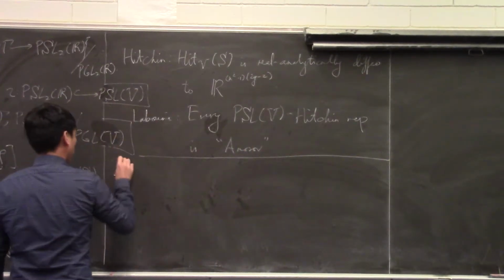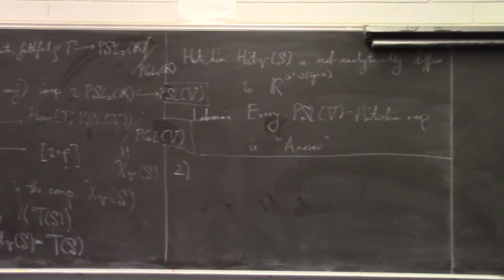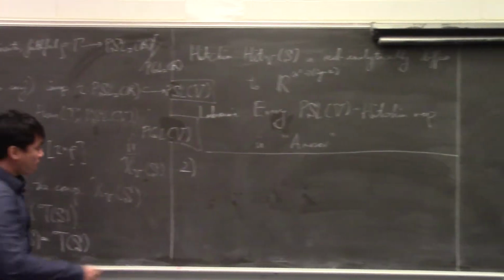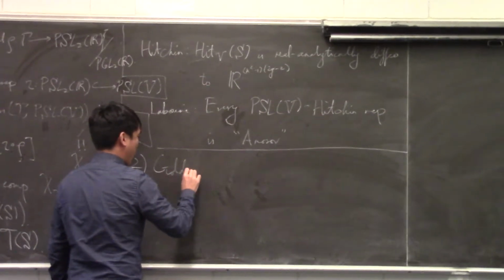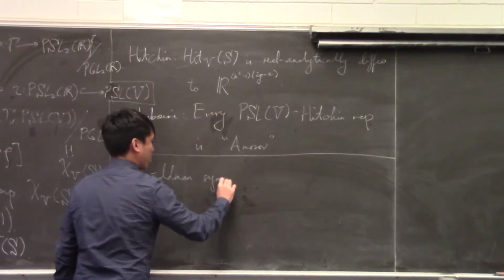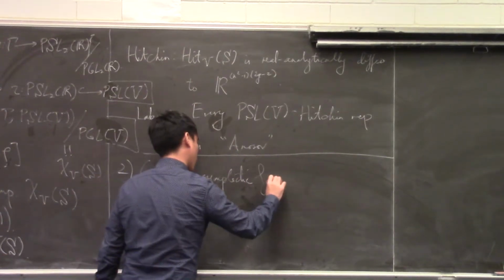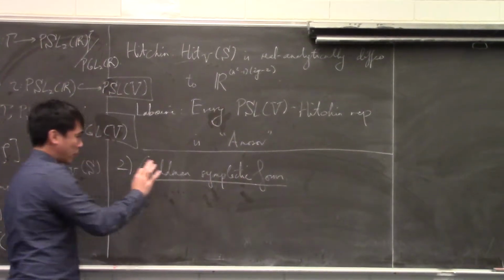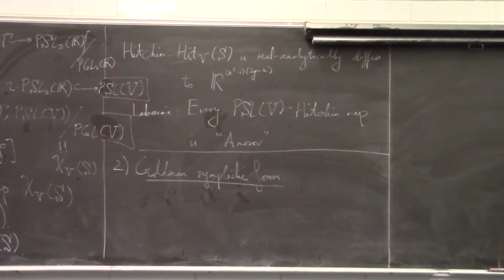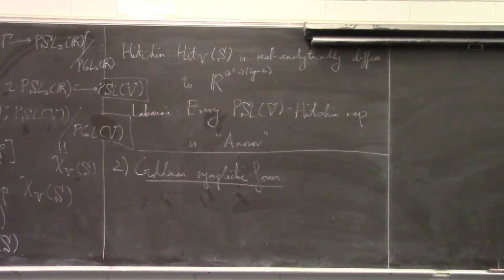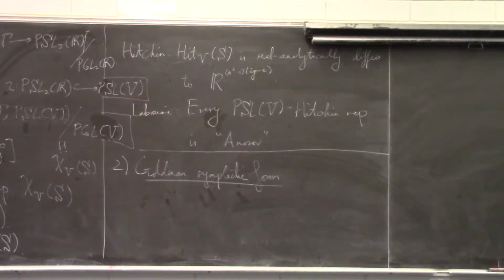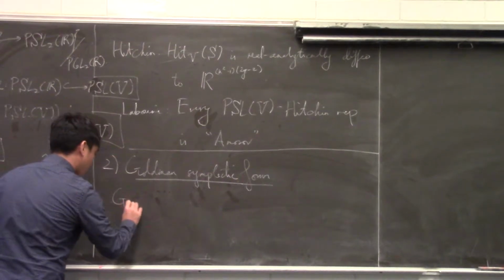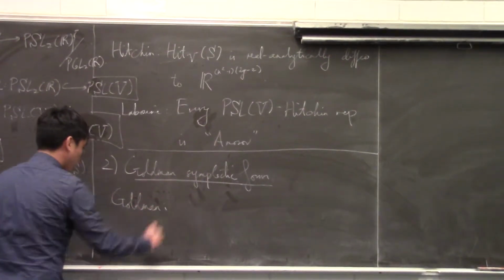Okay, so next I need to tell you what is the second thing in my title. What is the Goldman symplectic form? Okay, so this is a symplectic form that you can define in a pretty general setting. You can define this on the set of smooth points of any character variety of representations from a closed surface group to a reductive Lie group. But for today I'm just going to define this for the Hitchin component. So to define this you need two observations by Bill Goldman.